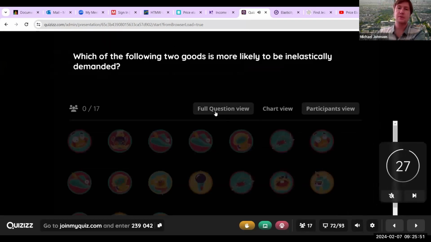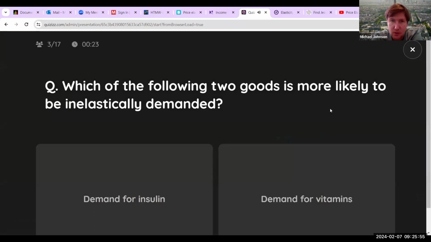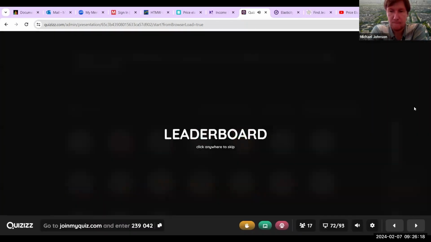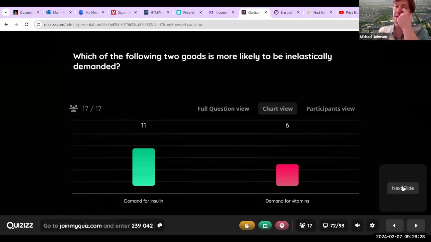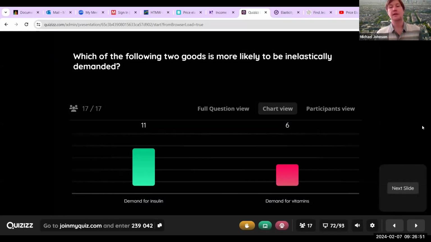So which of the following two goods is most likely to be inelastically demanded? So demand for insulin, because it's more of a need than vitamins. The insulin you need for survival when you're diabetic. Vitamins are more beneficial for people as preventative measures. It's not like without vitamins it's not for survival right away. It helps your general health, but it's not for direct survival right now. Insulin you would need daily, it's a life or death situation.